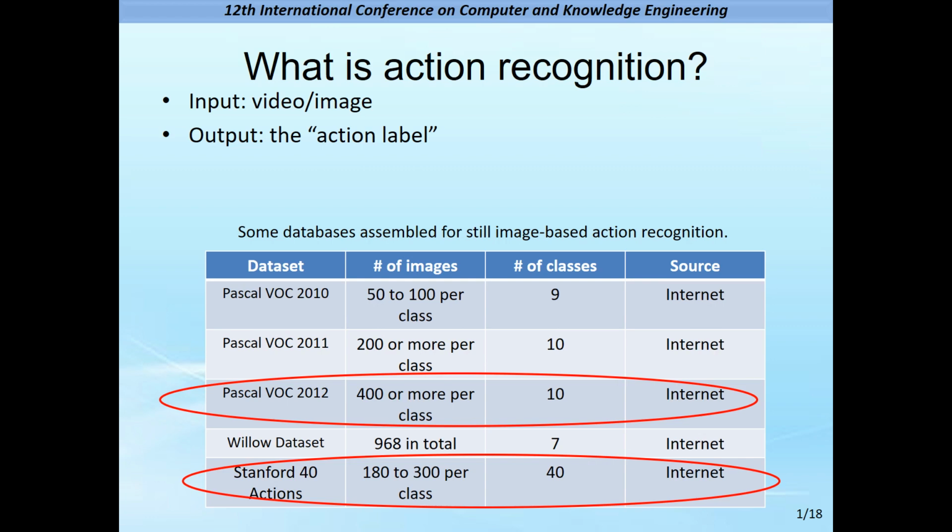The Pascal VOC 2012 action dataset includes 10 action classes, 4,588 images, and 140 to 220 images per class. The size of the train and the test are respectively 2,992 and 1,596 images.